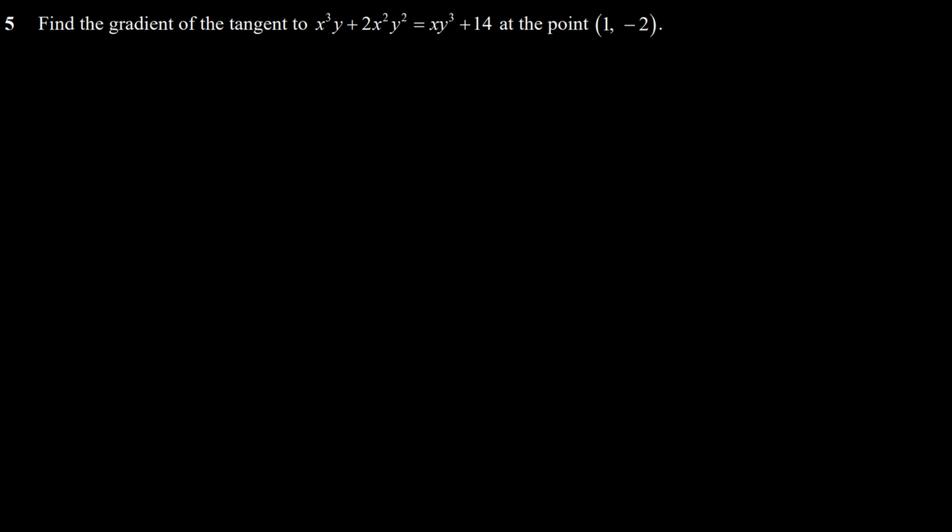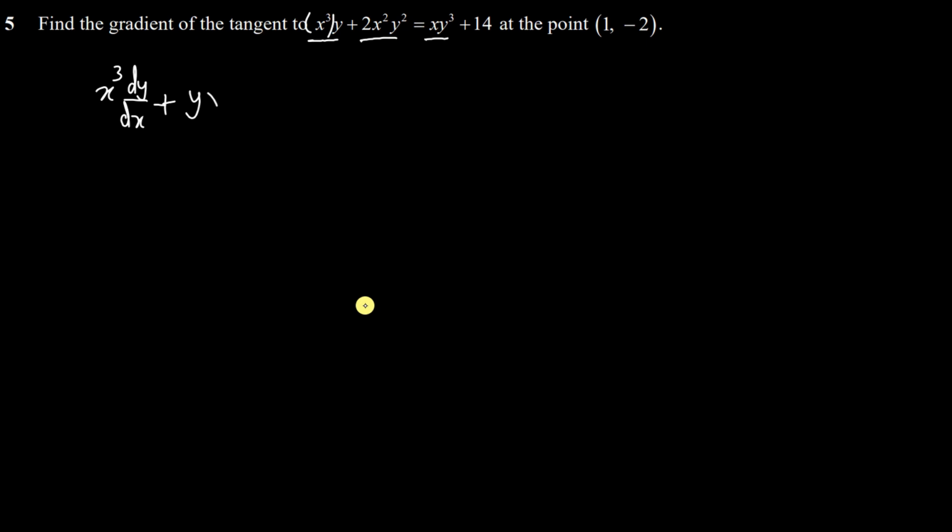Rather than making dy by dx the subject, how can we do it quickly? We need to apply the product rule to the first part, the second part, and the third part. Let me apply the product rule and do the differentiation quickly. x cube is the one part here, then dy by dx.